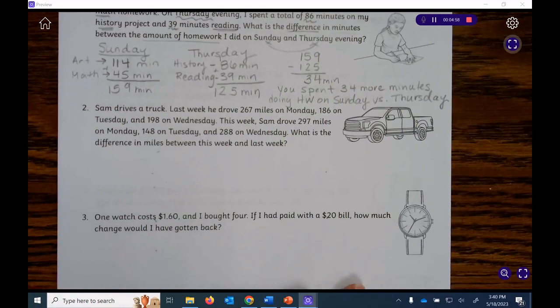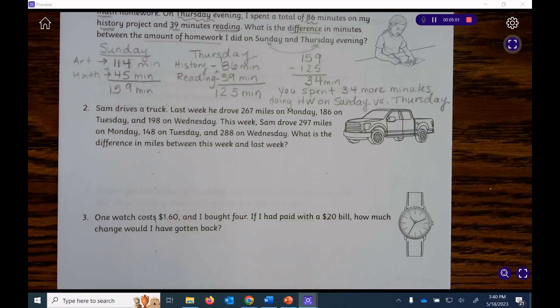Question number 2. Sam drives a truck. Last week he drove 267 miles on Monday, 186 on Tuesday, and 198 on Wednesday. This week, Sam drove 297 miles on Monday, 148 on Tuesday, and 288 on Wednesday. What is the difference in miles between this week and last week? So remember, the first time you read the problem, you just read it to understand the story. And you may have to read this more than one time.